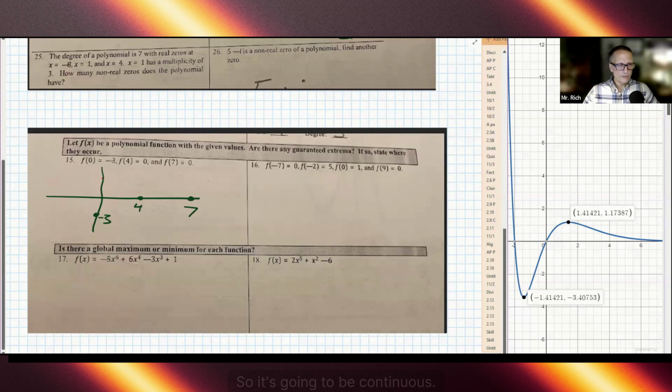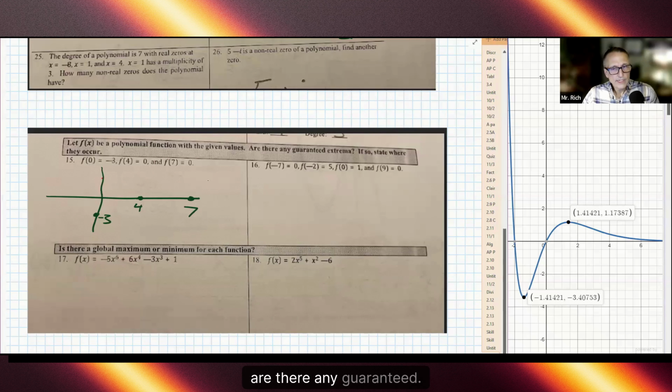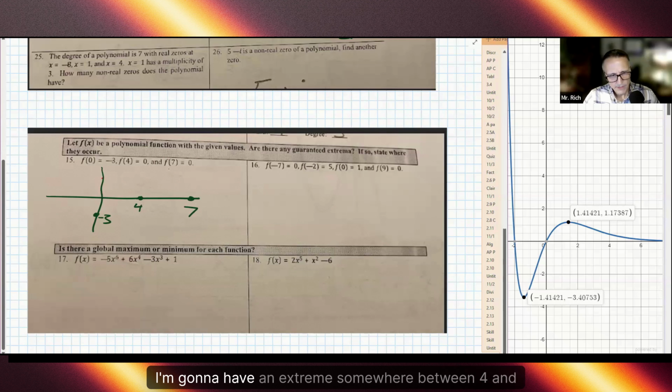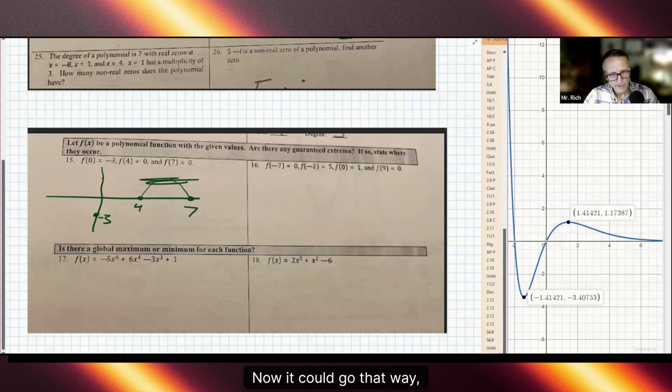So it's a polynomial, so it's going to be continuous. Are there any guaranteed? Yeah, there would be guaranteed extremes. Where would they be? Well, I'm going to have an extreme somewhere between 4 and 7 because the function would have to turn and come back to 7. Now, it could go that way. It could go this way. So it could be a relative extreme.